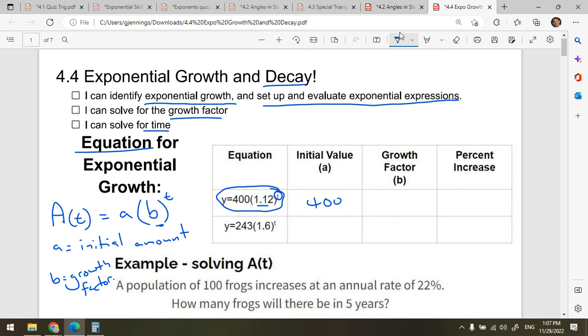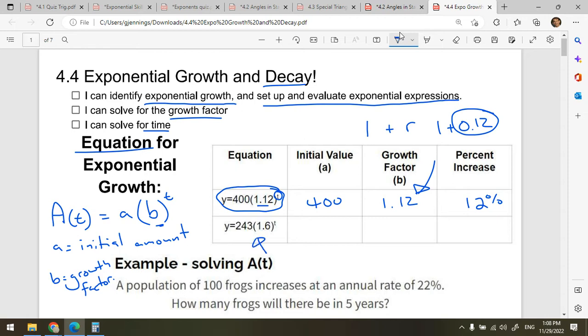The growth factor here is this number in there, 1.12. And then the percent increase, well, if I look at that, the way I would build that growth factor is I take 1 and I add r. R is the rate of change as a decimal. R is the percent change as a decimal. So this one here would be 1 plus 0.12. That means it's increasing by 12%. This is 12% as a decimal. So this is how you can set up these numbers, and I'll do some examples. You'll see me set up these numbers, and that's how you can analyze these.